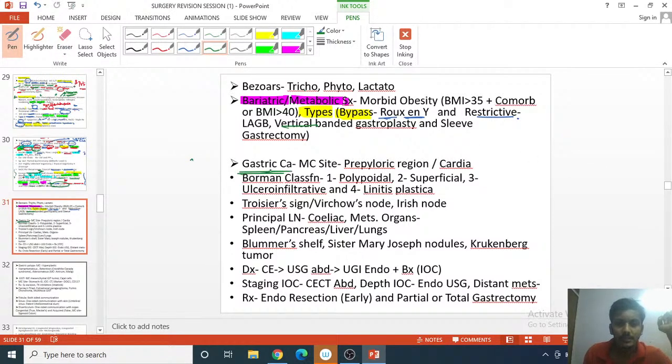Then gastric cancer. The most common site of gastric cancer is your pre-pyloric region. सो ये जो तुम्हारा पाइलोरस है, okay, so this is your pylorus.